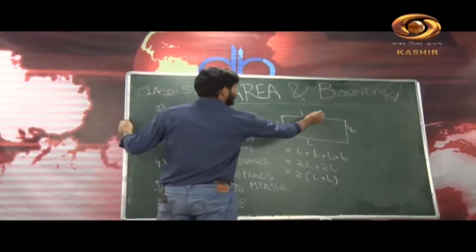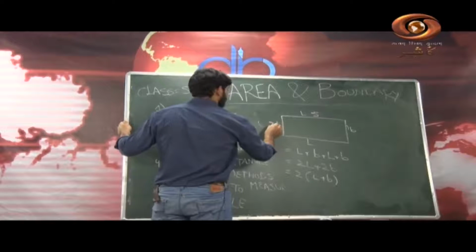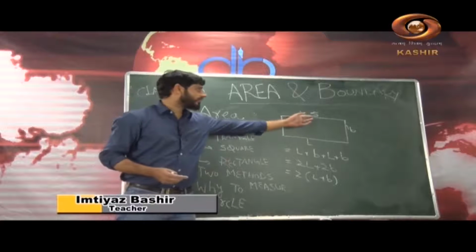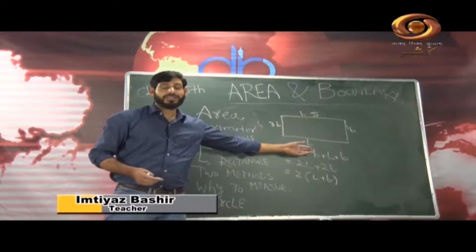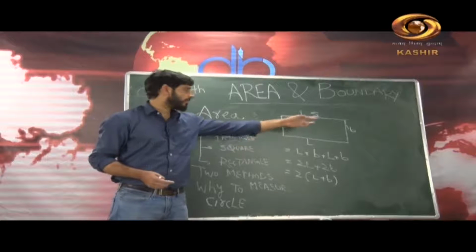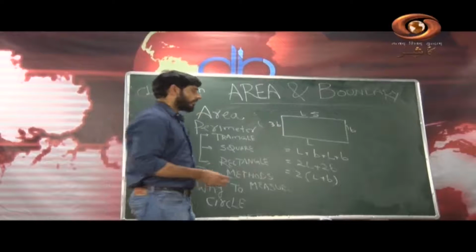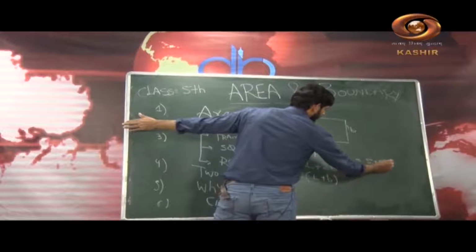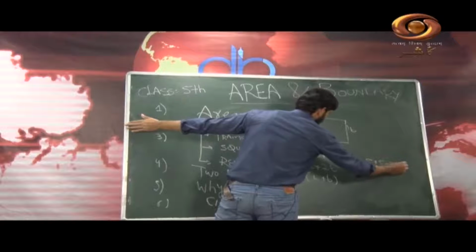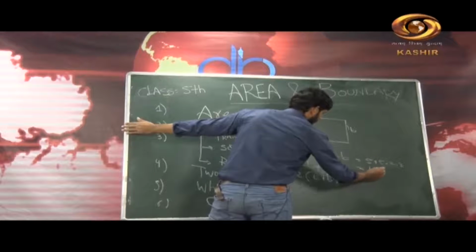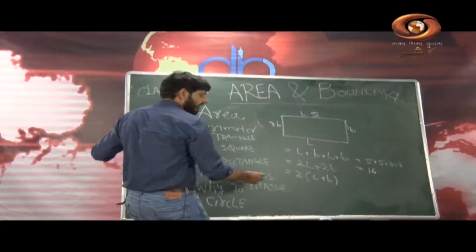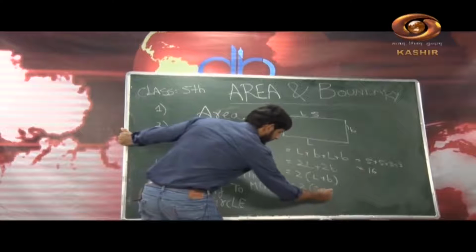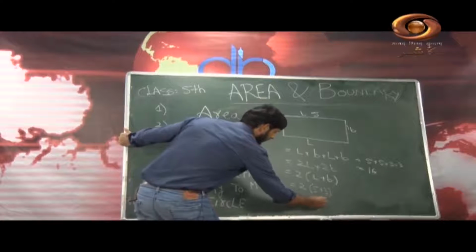Suppose this is 5 and this is 3. Without using the formula, we'll be adding this 5, this 5 again, so 5 plus 5 is 10, this is 3, so it is 13, and plus 3 is 16. So it will be 5 plus 5 plus 3 plus 3, which becomes 16, or we can directly use the formula, that is 2 into L plus B. L is 5, this is 3. So 5 plus 3 is 8, 8 into 2 is 16.